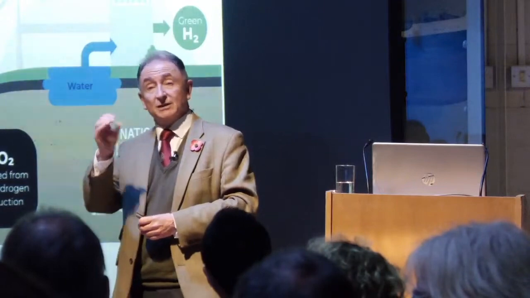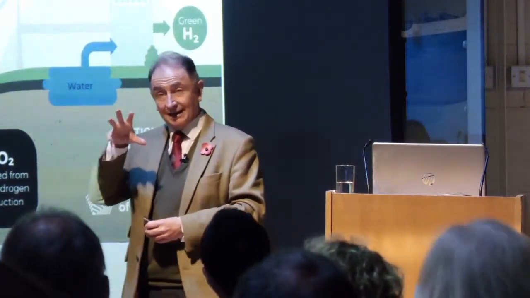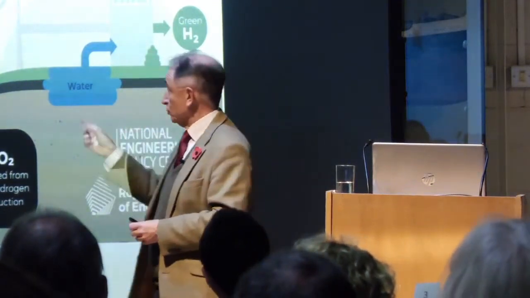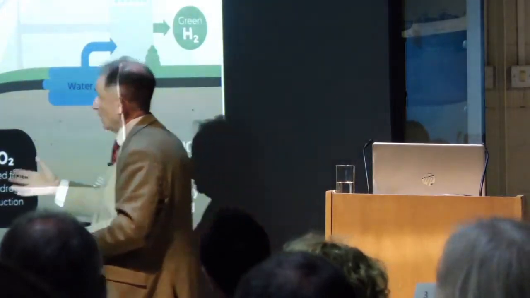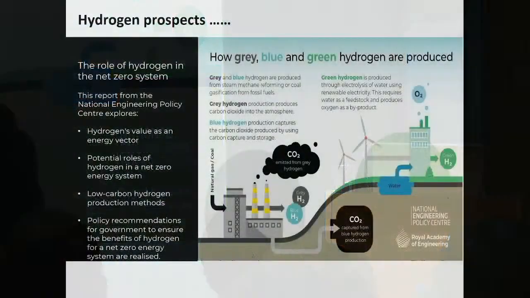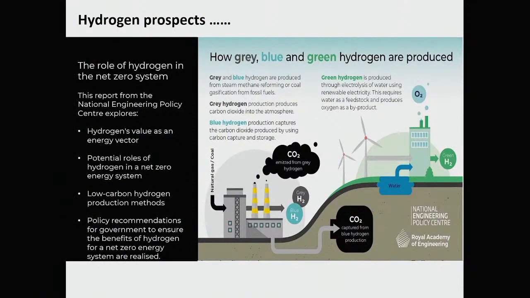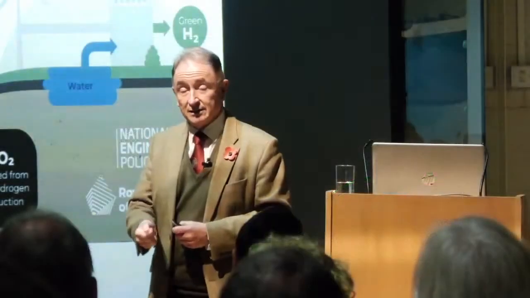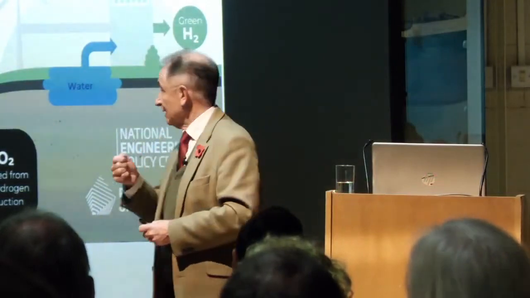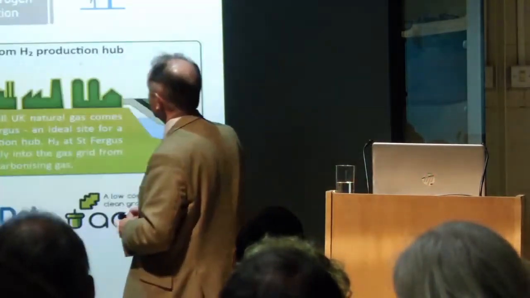But the key thing is we need to see how that system's architecture is going to work to produce hydrogen in the first place, what role it has, looking at low carbon hydrogen production methods and policy recommendations, because government has a very important role to play, not just their money, but their money won't be enough. The rest of the money has to come from the private sector, so that has to be incentivized. But the policy incentives that get us going in this journey.